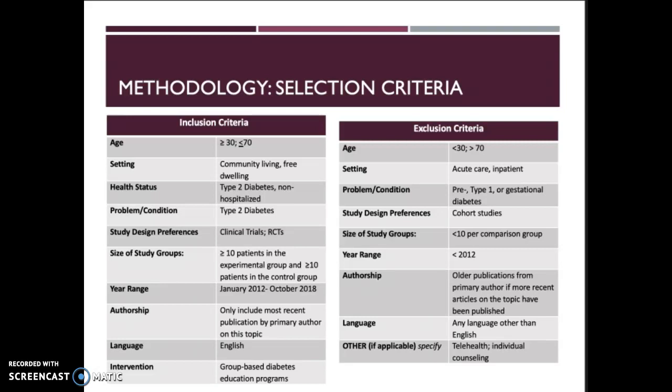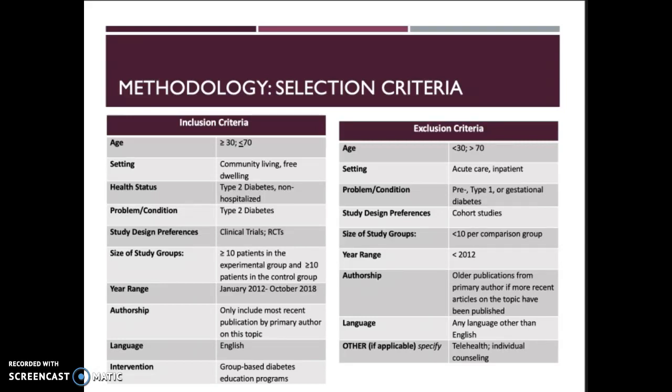As far as the setting, the target population should be community living and free dwelling. And again, the focus of this review is type 2 diabetes and non-hospitalized. Randomized controlled trials were preferred, as this is the gold standard of primary research, and the year range selected for this study was 2012 to 2018 to include the most recent and up-to-date evidence-based practice.